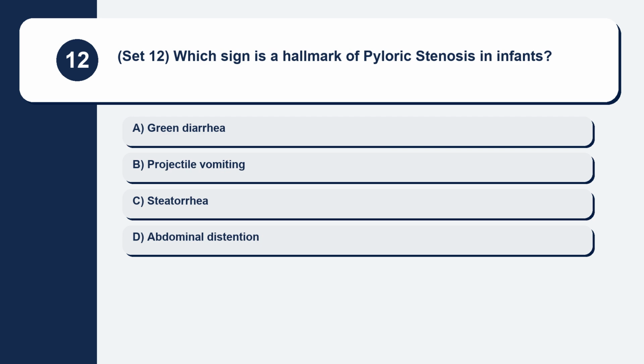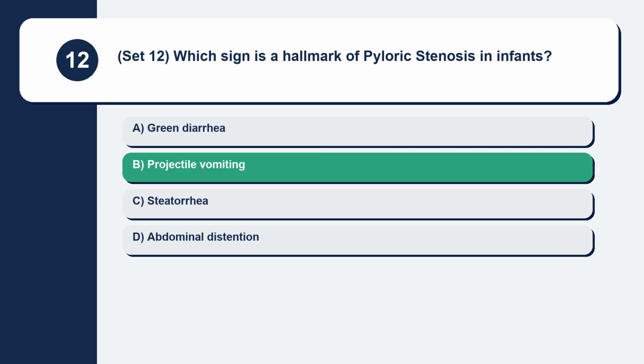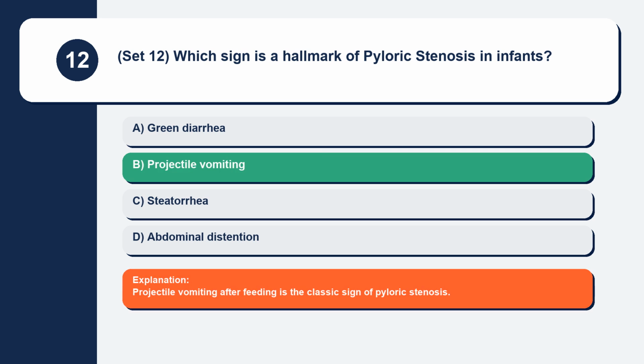Question 12. Set 12. Which sign is a hallmark of pyloric stenosis in infants? Green diarrhea, projectile vomiting, steatorrhea, abdominal distension. Projectile vomiting after feeding is the classic sign of pyloric stenosis.